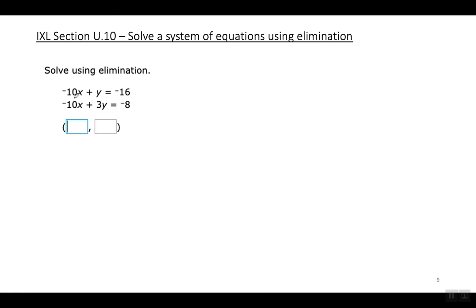Okay, so this one, you have a couple different options. You could either multiply the top by negative 3 or just multiply the bottom by negative 1. I think the easiest would be to multiply the bottom by negative 1.